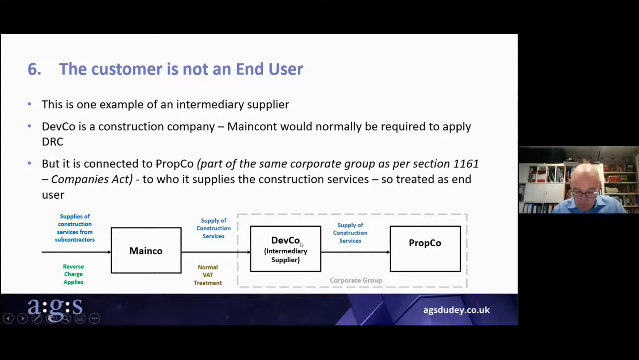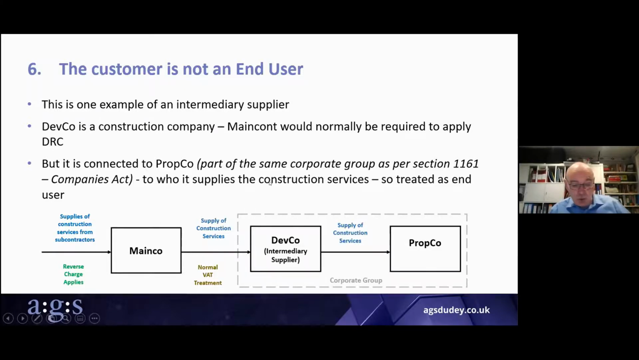Now, normally, DevCo would really be in the same position as the main contractor was in the previous illustration, as receiving and supplying construction services. But the difference here is that DevCo and PropCo are connected. They're part of this corporate group. And because they're connected in this way, under the terms of the Companies Act, DevCo is this intermediary supplier we've talked about for the purposes of the reverse charge, and they are treated as being the end user, and they get charged VAT in the normal way.